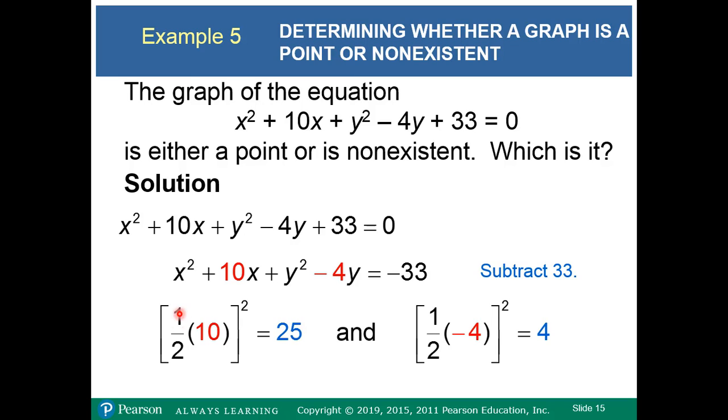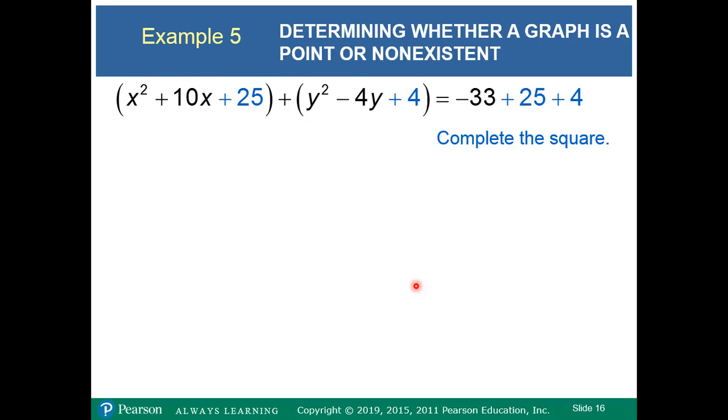And so now what happens? Well, to complete the square, this is going to be 25 and this is going to be 4. So this adds up to what? 29. Well, then we have to add 29 to negative 33, and that still gives us a negative number. And therefore, since this turns out to be a negative number, this is not a circle at all. It's non-existent.